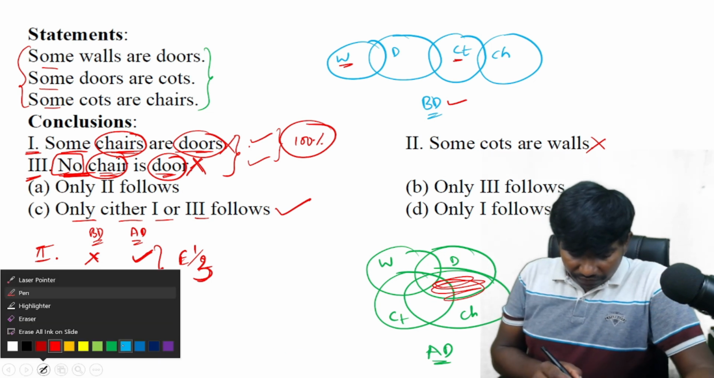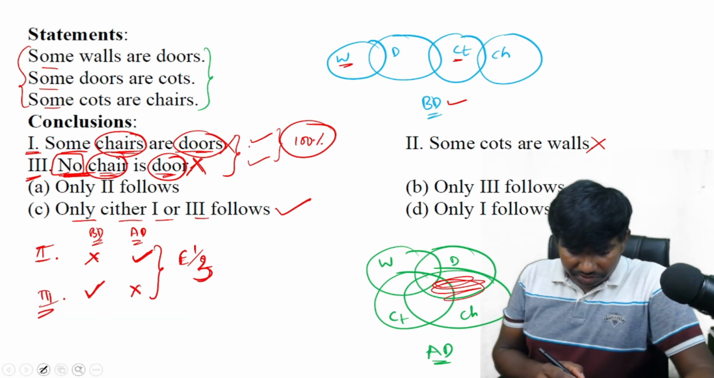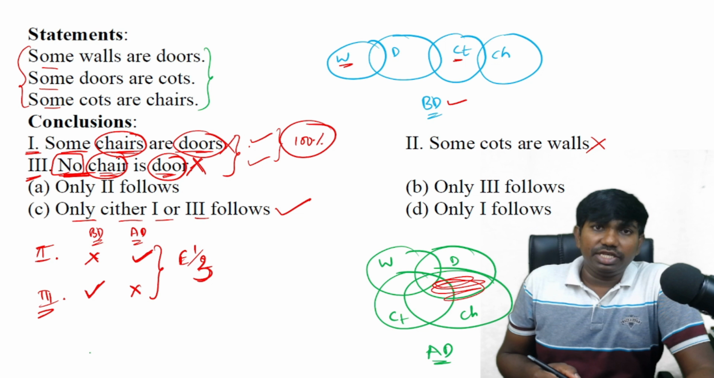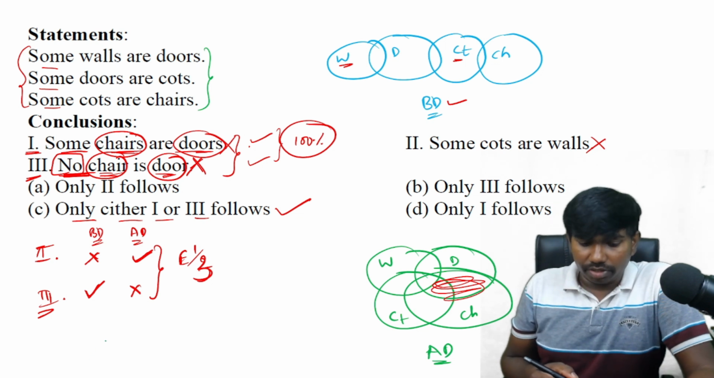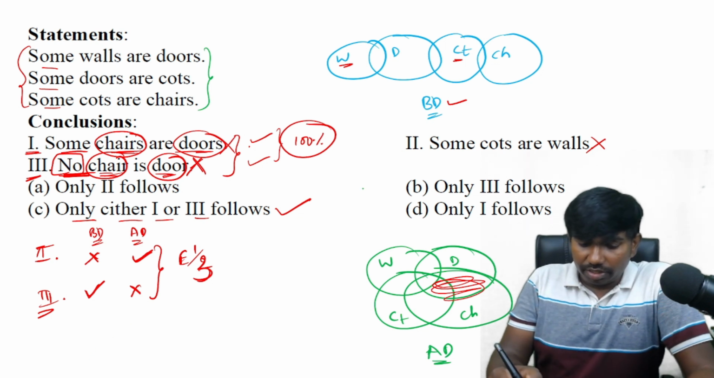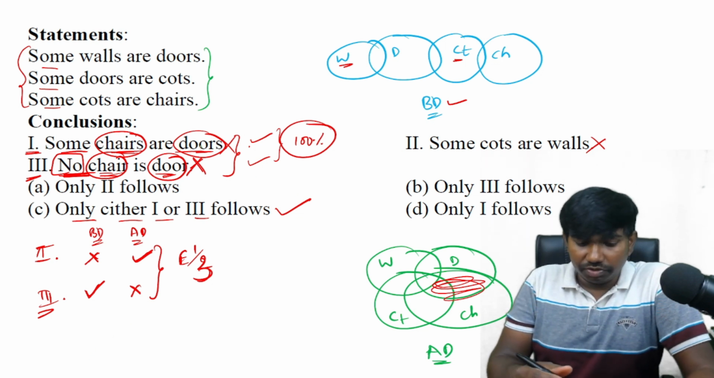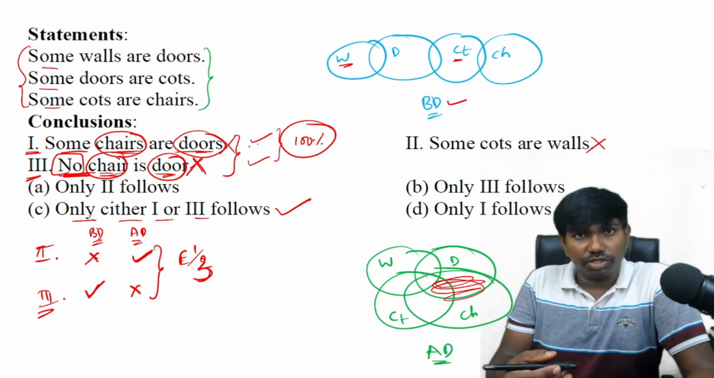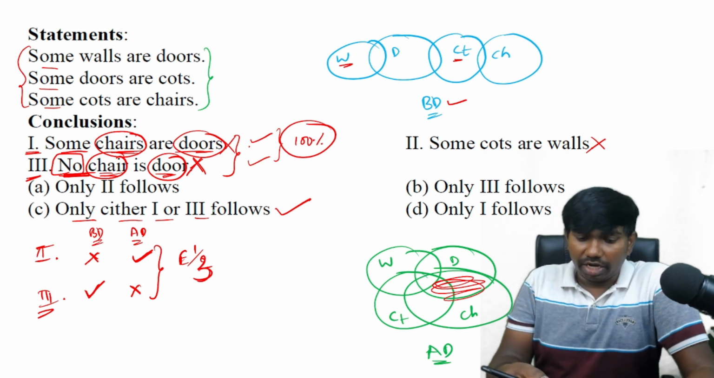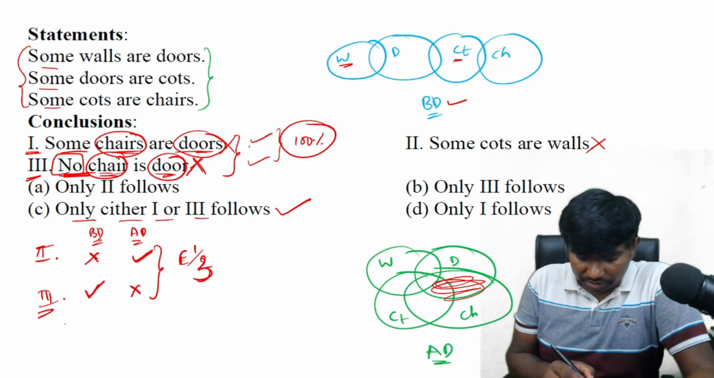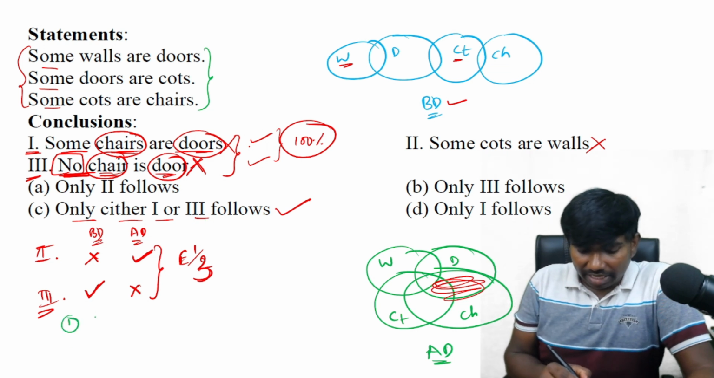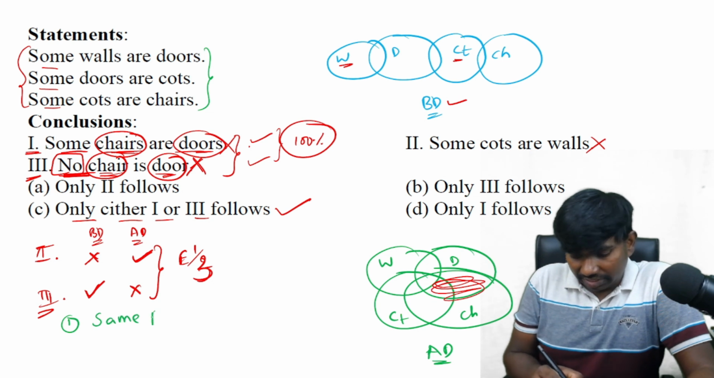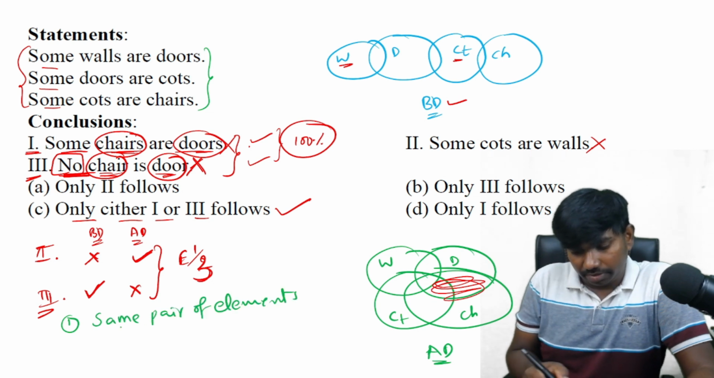Okay, so for this let me give you a trick. For each and every question, do one thing. After verifying the individual conclusions, one by one, you should check first. And after completing the checking of all the conclusions, then check these 3 points. Point 1 is whether the same pair of elements exists or not. The same pair of elements must be there.